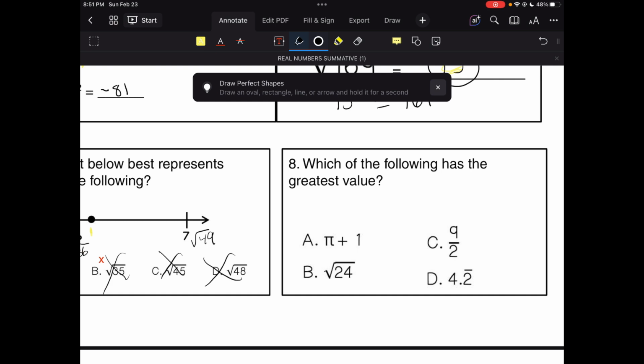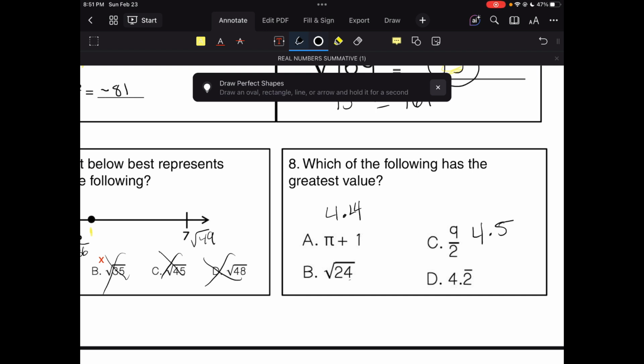Then we have over here, which of the following has the greatest value? So some of the things we can do is we can say 3.14 is pi. So we know it's 3 plus 1, which would equal 4.14. We have 4.2 repeating. We have 9 over 2, which is equal to 4.5. You can divide that, or you can just know that your 0.5 is your decimal for 2. So then you can look at this.